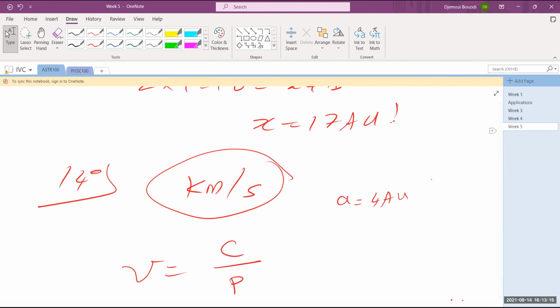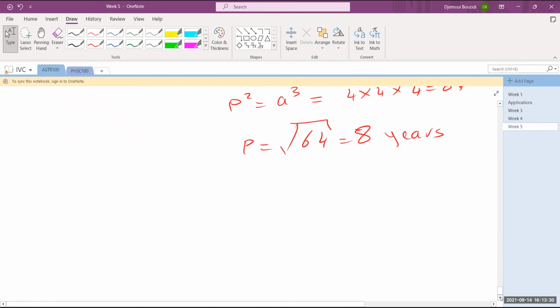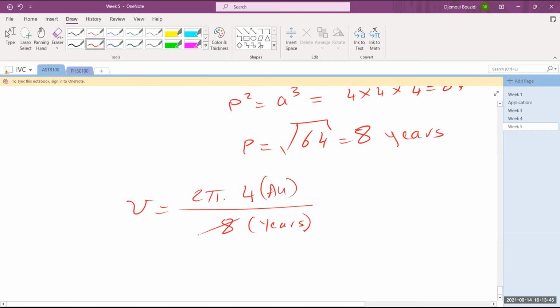Since this is a circular path, it's a circle, and A is the radius of the circle. The circumference is equal to 2 pi times the radius. So the velocity is going to be 2 pi times the radius, 4 astronomical units, divided by the period, which is 8 years. The 8, 4 and 2 will cancel, and I'm left with pi, which is 3.14 astronomical units per year.